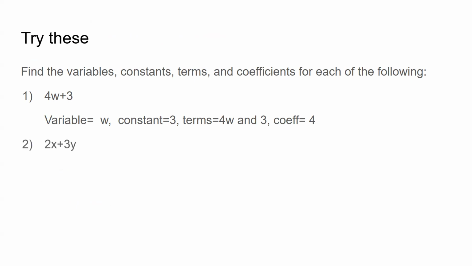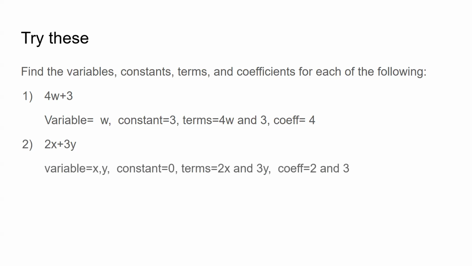2x plus 3y. Pause here and see if you can get this. The variables are x and y. Constant is 0 because there's no number without a letter, so you can just put 0. I could live with none. Terms are 2x and 3y. Coefficients are 2 and 3.